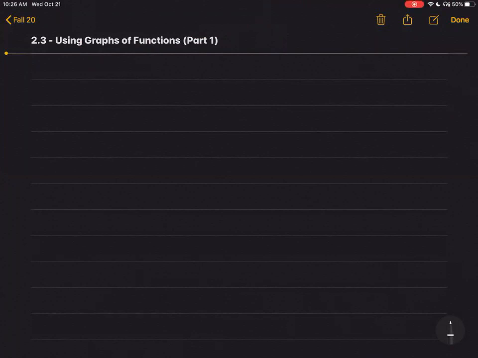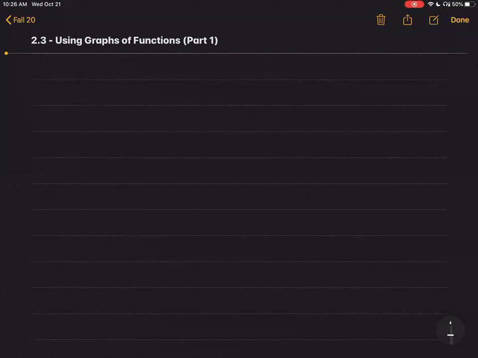This section is on using graphs of functions to get information about the functions. There's actually quite a bit of information we can get from functions by looking at their graphs. So there's quite a bit of little topics to cover in this section. So let's go ahead and get started.